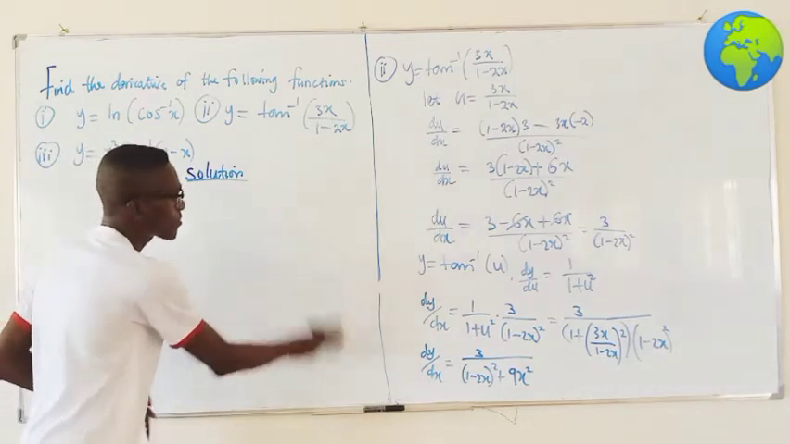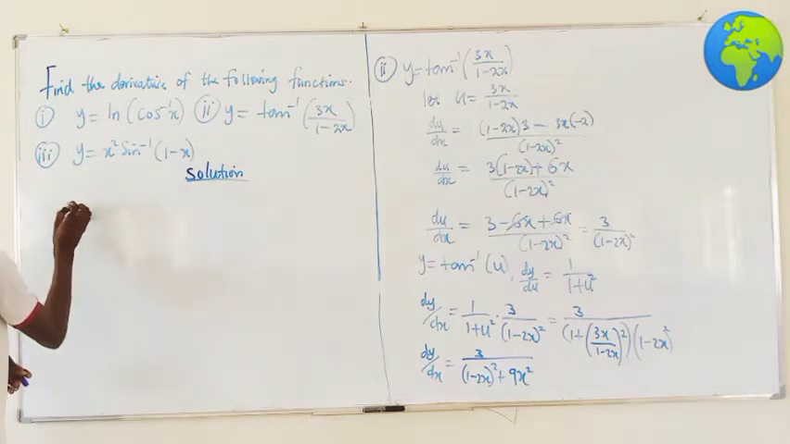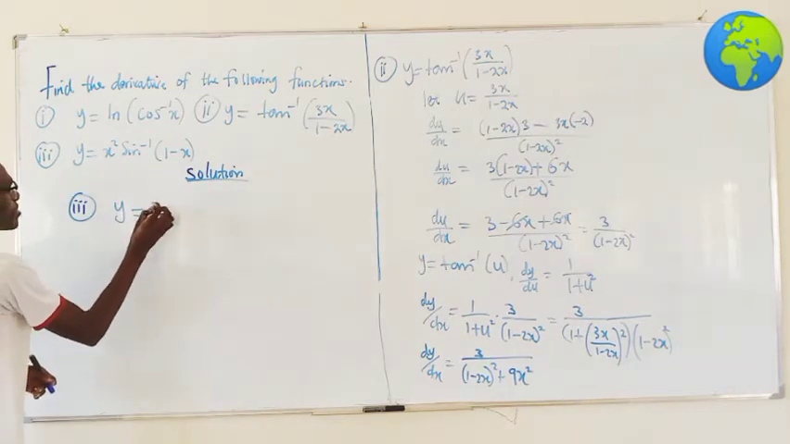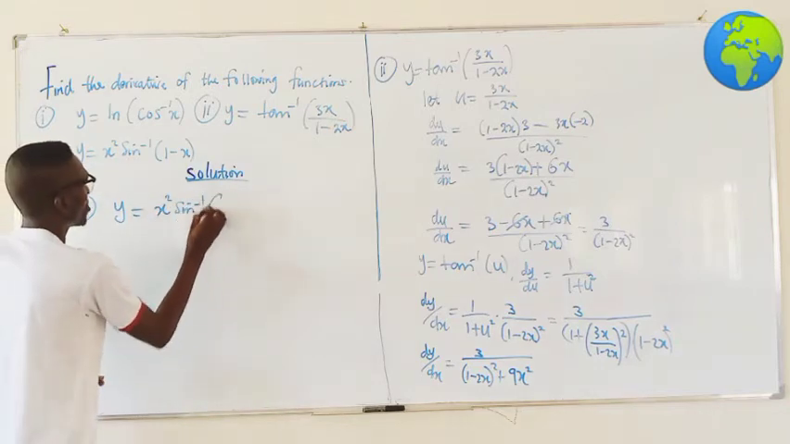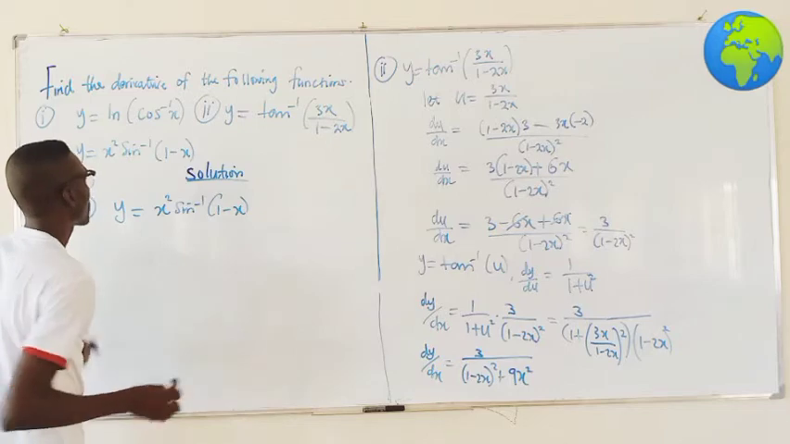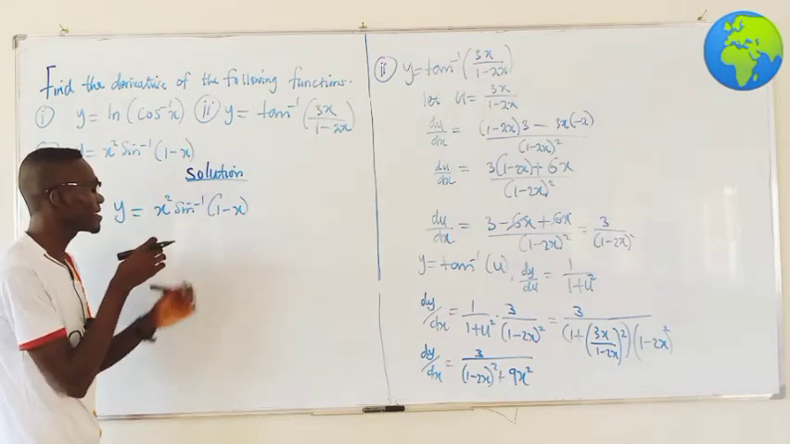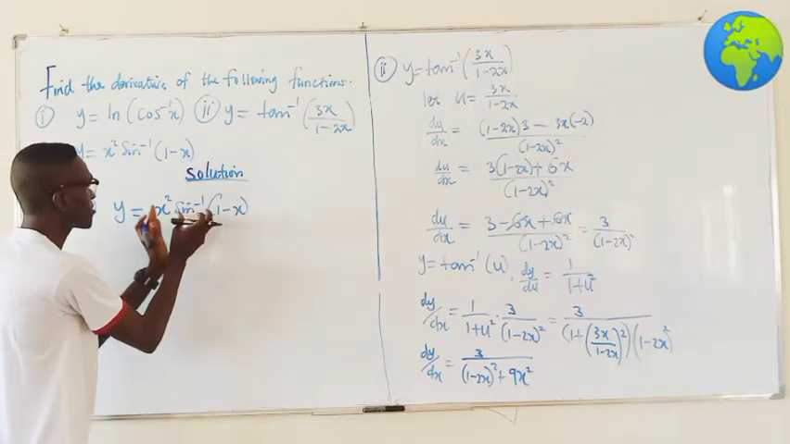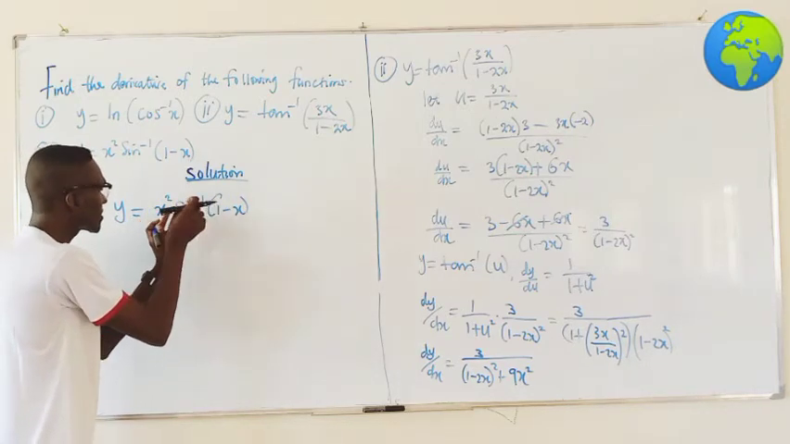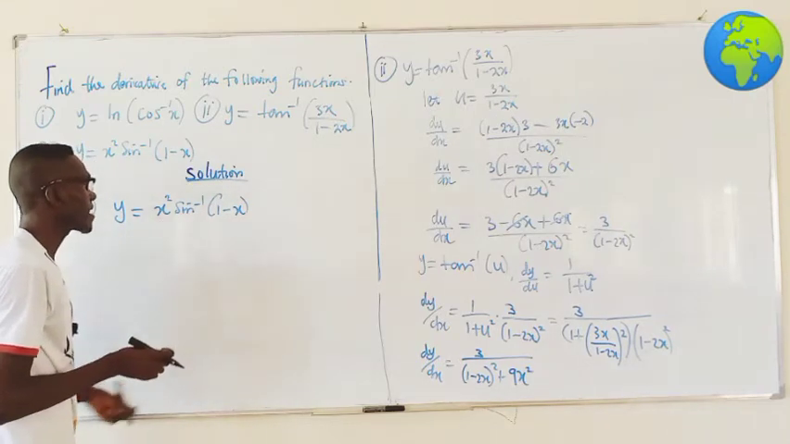So for the third question, y is equals x squared sine inverse of 1 minus x. Now, this time around, we have two things, or should I say three things to perform for this, because I'm having two functions being product of each other, but the thing is, I still have a function inside one of the functions, which is the inverse sine.